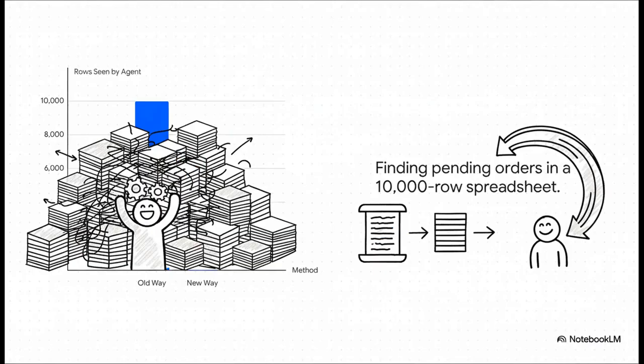And this gets even more powerful when you're dealing with big data. Like, imagine asking an agent to find a few pending orders in a spreadsheet with 10,000 rows. The old way, it would have to load all 10,000 of those rows onto its workbench just to look through them. But the new way, it just writes a tiny script to filter the data before it ever sees it. All the agent ever has to look at are the 5 rows that actually matter.